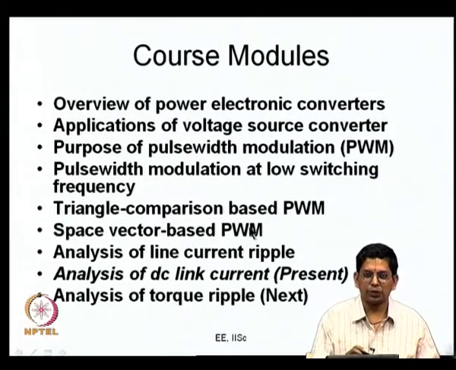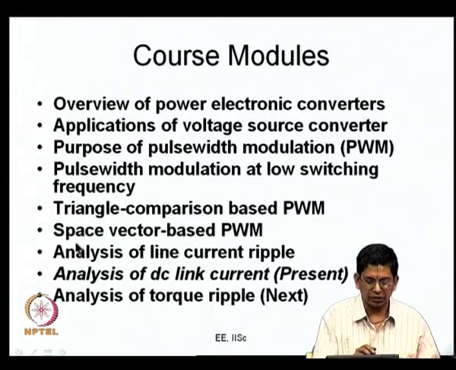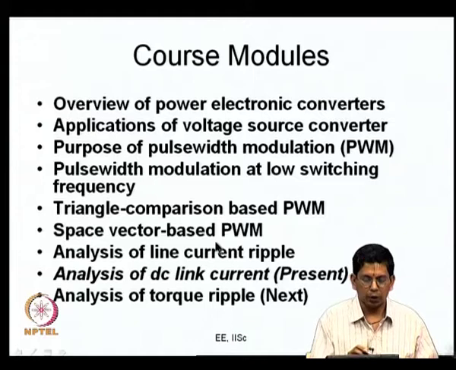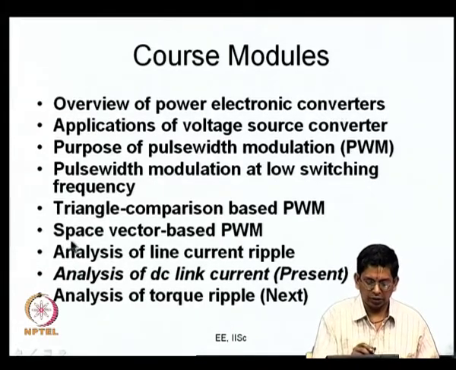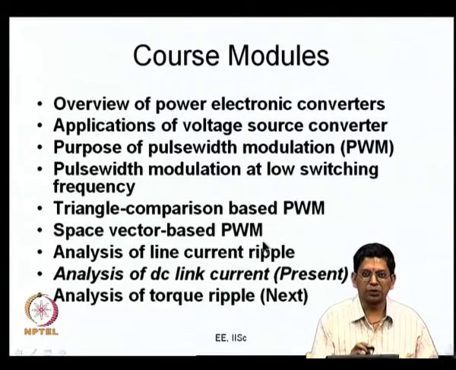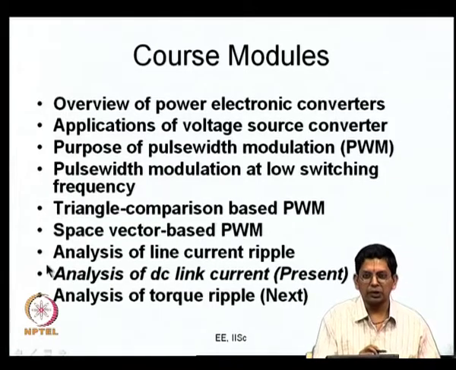Then we looked at modulation at higher switching frequencies, that is, the switching frequencies being much higher than the modulation frequency. We looked at how you produce PWM waveforms based on triangle comparison, and how you do it based on the so-called space vector approach. We also saw that there are some advanced bus clamping PWM methods which are possible, especially with the space vector approach. After that we focused on line current ripple in the last module.